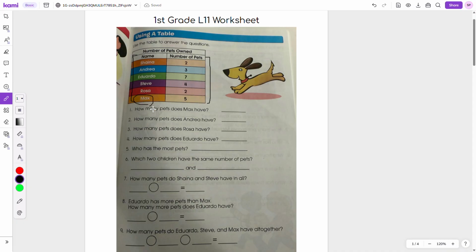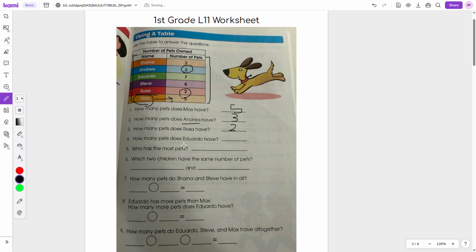So when we look at the name, we're going to write the number next to the name. So just 5. So Max has 5 pets. Number 2, how many pets does Andrea have? Andrea has 3 pets, write 3. Number 3, how many pets does Rosa have? Rosa has 2, so write 2.